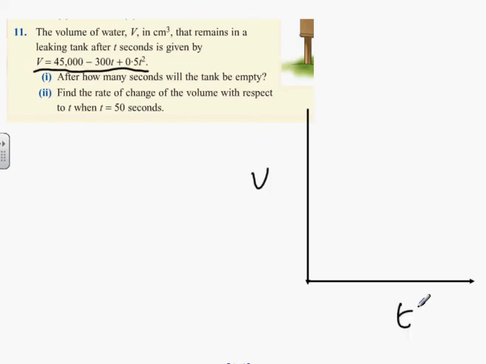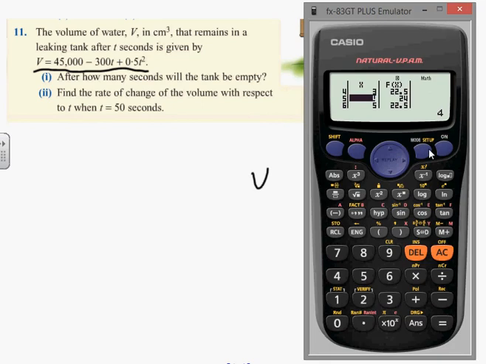A U shape. It's a U shape, okay? Reason why it's a U shape? Because there's the squared in it. Yeah, if the squared is positive, if a plus comes in front of the squared, it's U-shaped. If a minus comes in front of the squared, it's N-shaped. So it's U-shaped, okay?